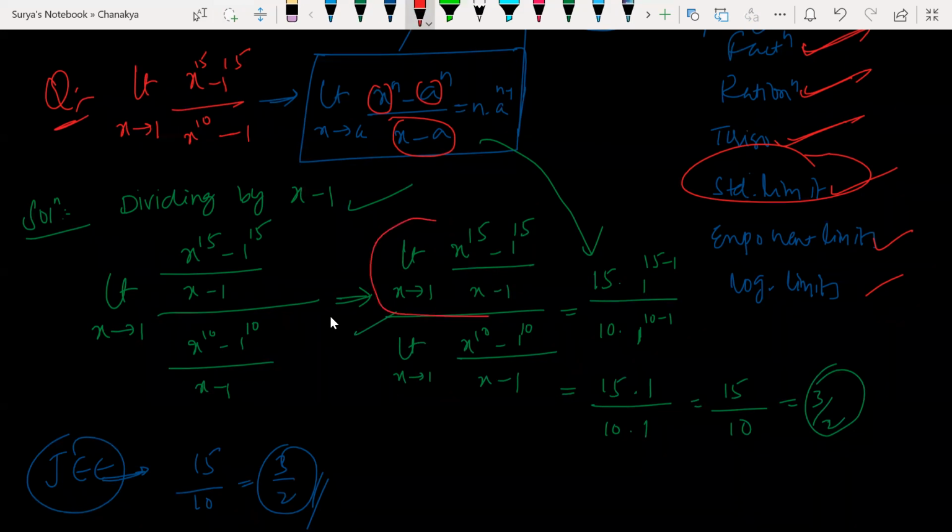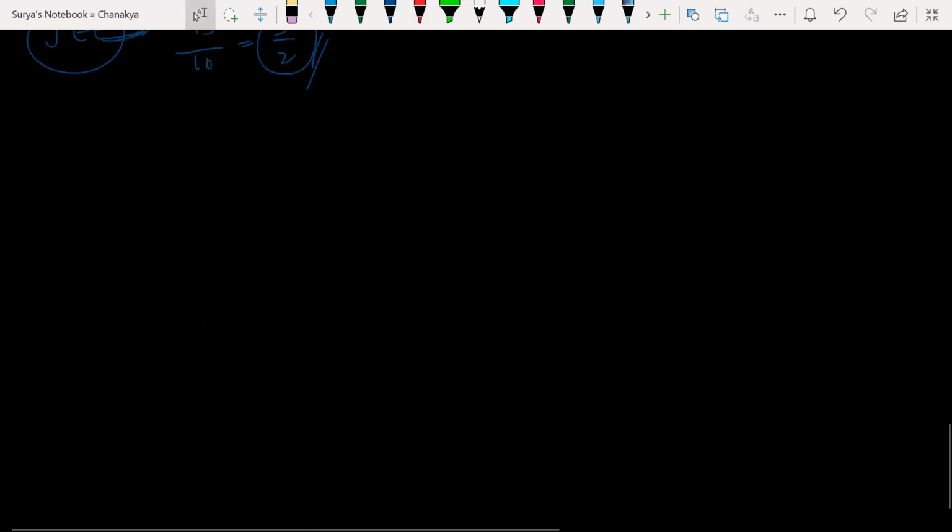Here, look at this. It is looking like the standard formula now. n into a to the power of n minus 1, and n is 10 in the denominator, 10 into a to the power of n minus 1. So this is what I got. After this, 15 into 1 to the power of 14 is equal to 1 only. So 15 by 10 gives me 3 by 2. Clear? Yes, sir. Okay.